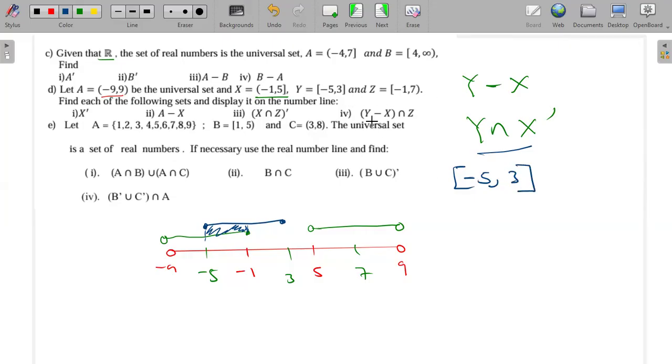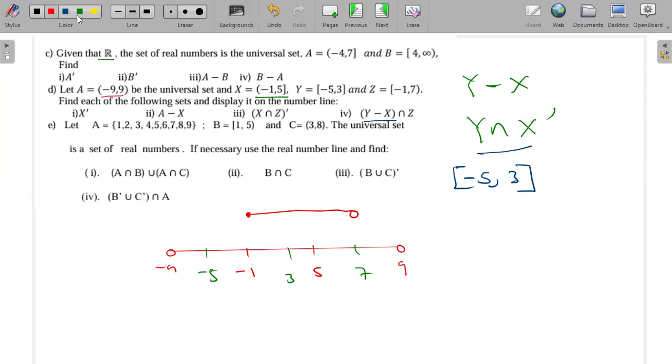Now, that's just the first part of what they're asking for. Then they're saying intersect Z, which means where is it common with Z now. So I'll plot Z here. Plotting Z is going from -1 to 7. So it's closed at -1, and it's going to 7, and it's open at 7. Then where now do they intersect? Let me just leave the first part, so let me erase this here.